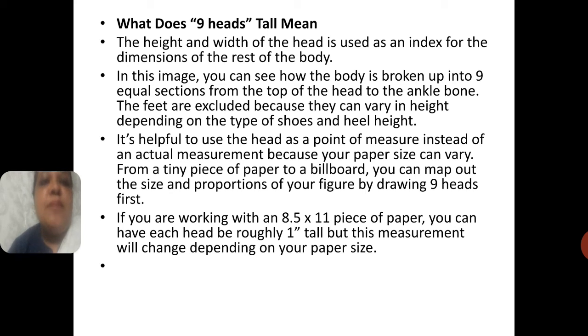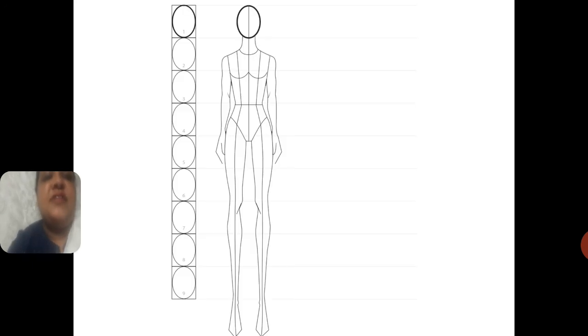You can map out the size and proportion of your figure by drawing 9 heads first. If you are working with 8.5 by 11 inch paper, you can have each head be roughly 1 inch tall, but this measurement will change depending on your paper size. This is the 9 head theory which I previously described.